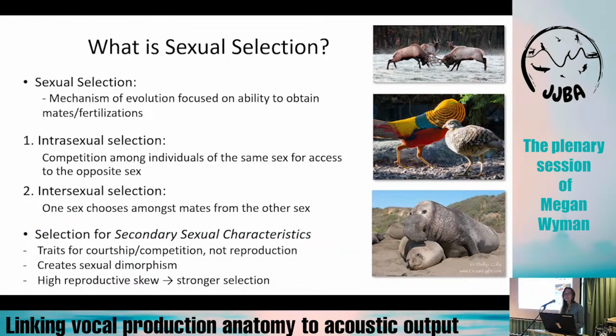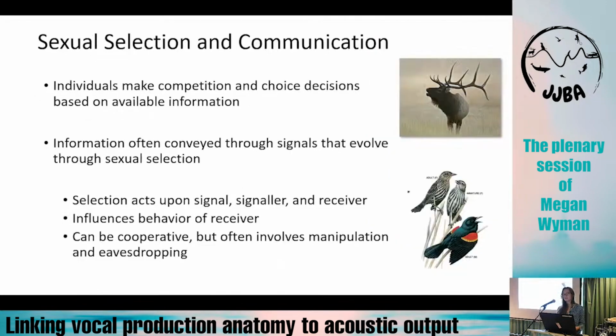We also have selection for secondary sexual characteristics, and these are traits involved in courtship or competition, not necessarily reproduction itself. And these often create sexual dimorphisms, and when you have higher reproductive skew, you have stronger selection for these secondary characteristics. Linking this back to communication, you have individuals that make these competition and mate choices based on available information, and this information is conveyed through signals that evolve through sexual selection, which is acting upon the signal, the signaler, and/or the receiver. And it often influences the behavior of the receiver. It can be cooperative, but it can often be manipulative, or eavesdropping is involved.